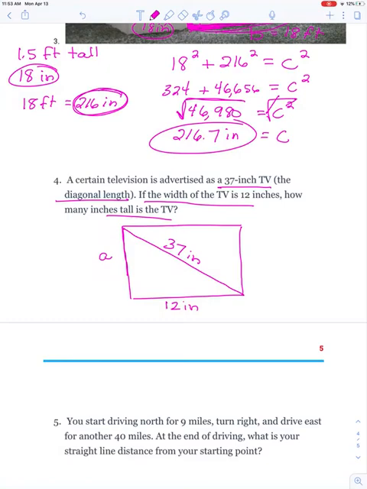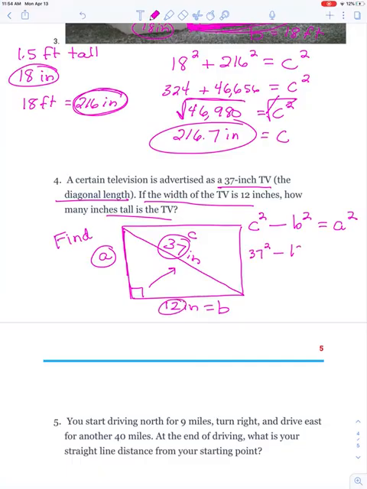Okay, we're looking for the height of the TV. So let's look at what information we have. There's my right angle. So here's my C. We're going to be looking for this side, which is my A. So I have B left over, or that I know. Okay, so if I'm looking for a leg, that's what I'm trying to find. So I want that isolated. So I have C squared minus B squared equals A squared. My C is 37. We're going to square that minus my B, which is 12. We're going to square that as A squared.